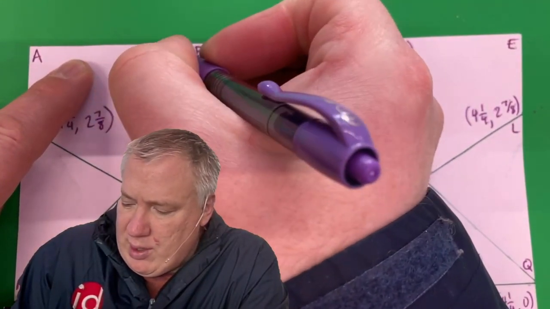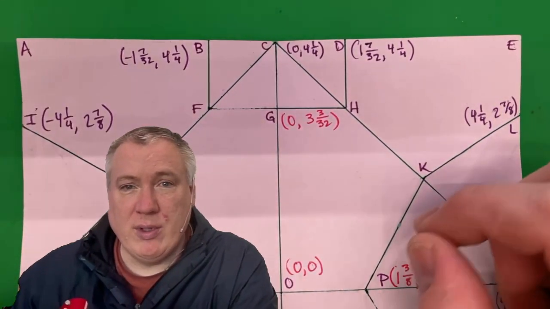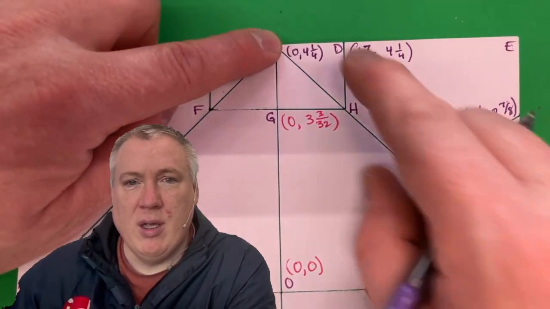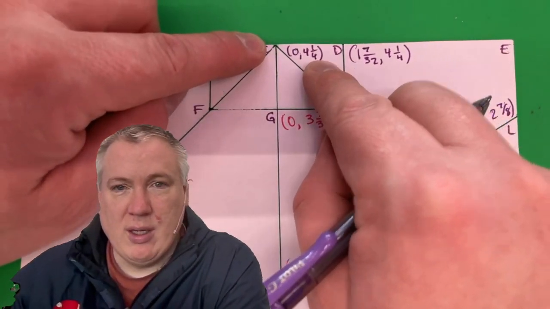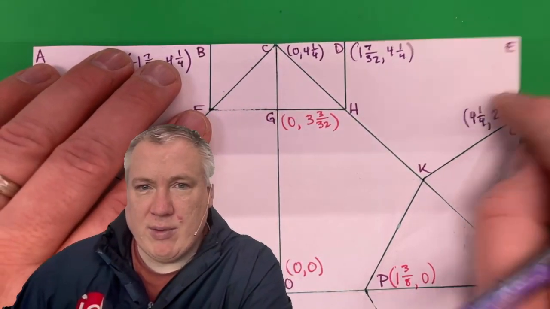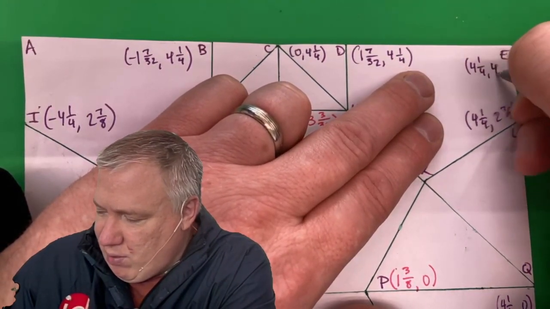So I'm just trying to show you the process here. The corner bits you don't have to measure at all. Once you've measured to the top, you know that the y coordinate is 4 1/4 because that's the top coordinate. And I've already measured to the right, and that was also 4 1/4. So this is 4 1/4, 4 1/4.